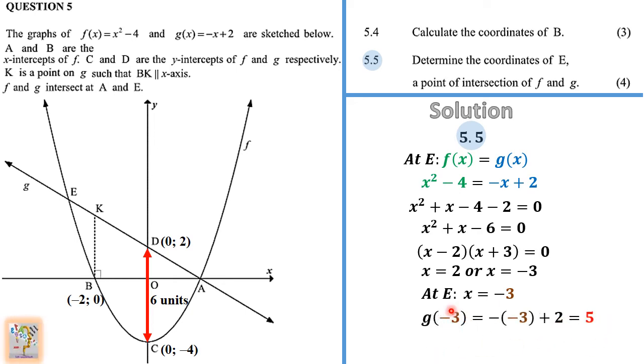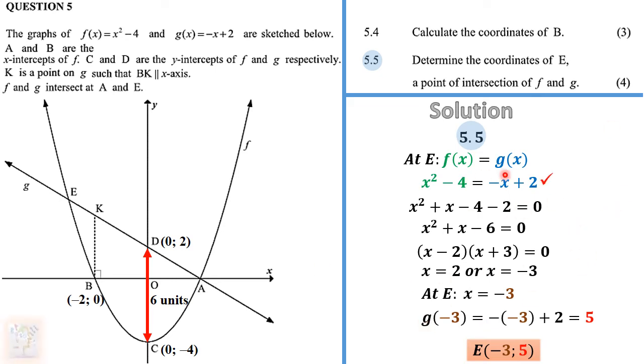So it means when x is equal to minus 3 at E, what is the value of y? It's 5. Therefore, the coordinates of E will be minus 3 and 5. How hard is that? Very simple. This is how you'll get your 4 marks.